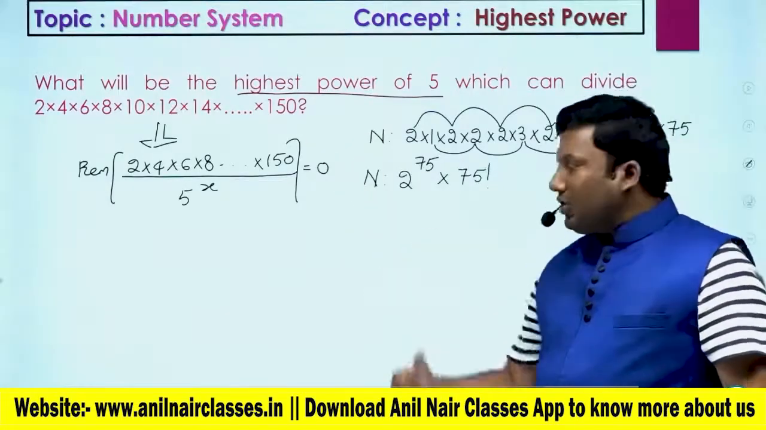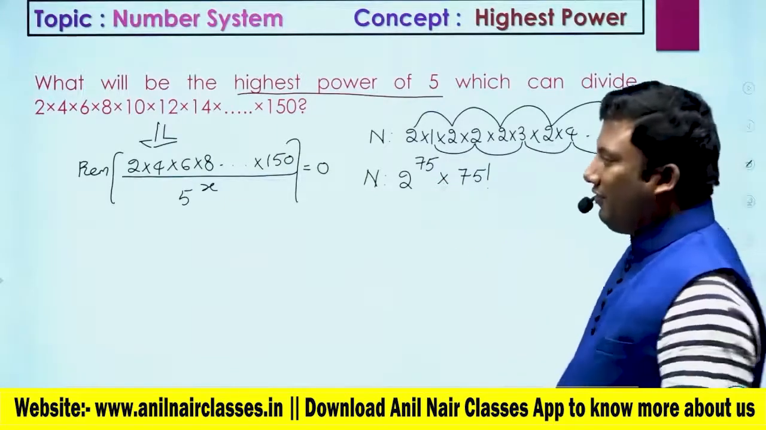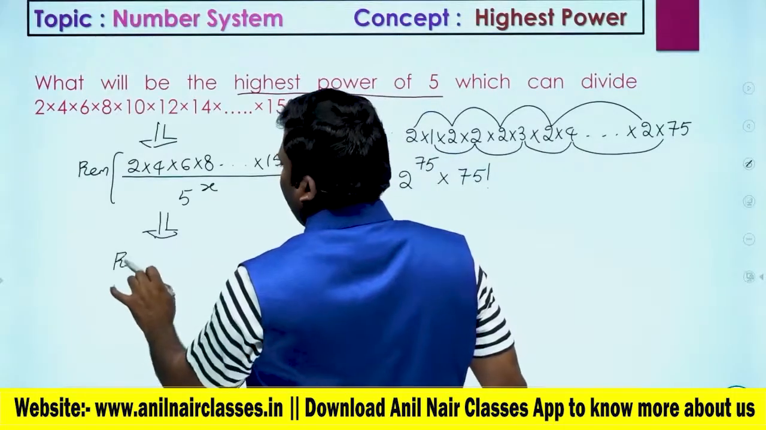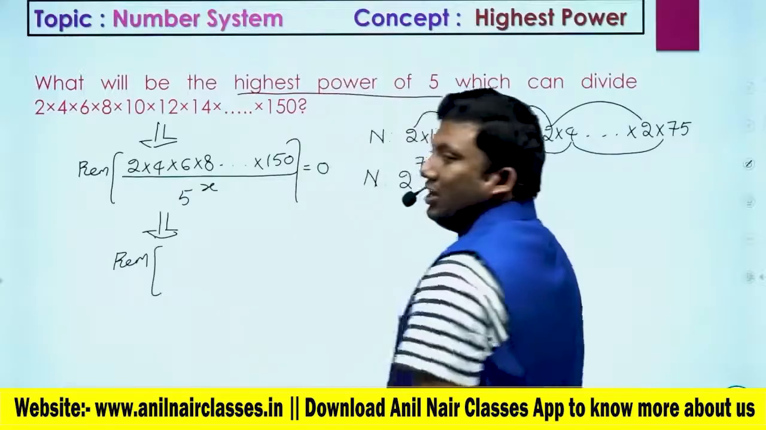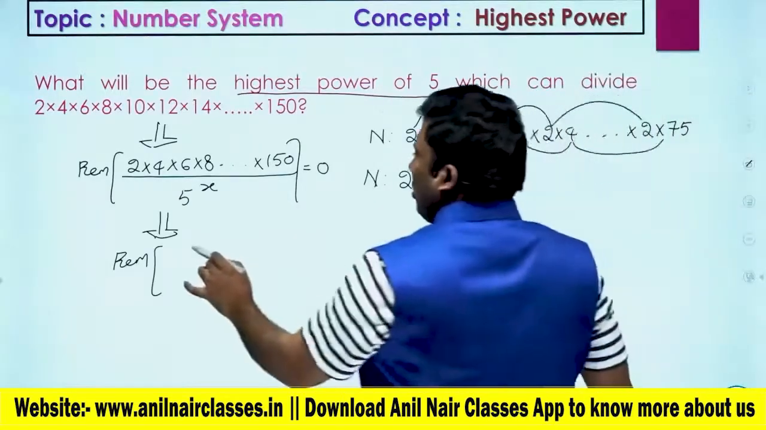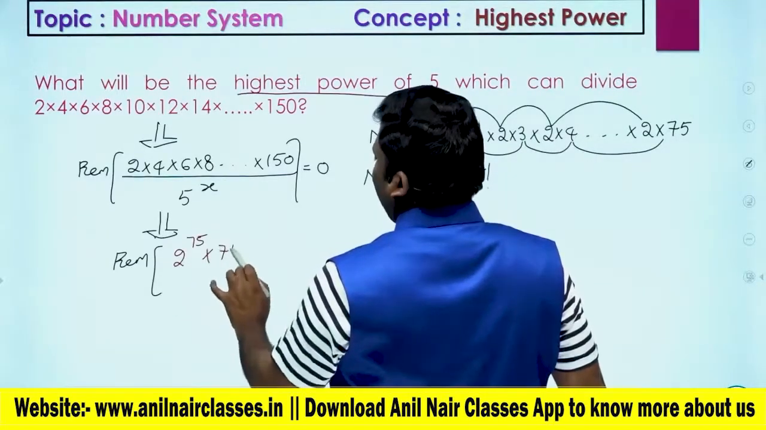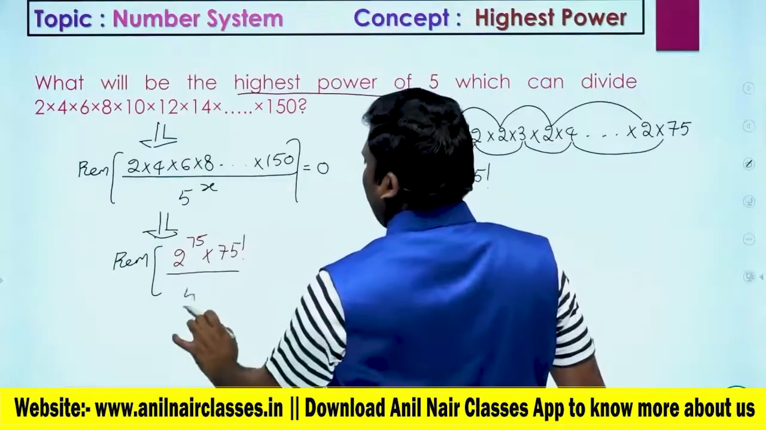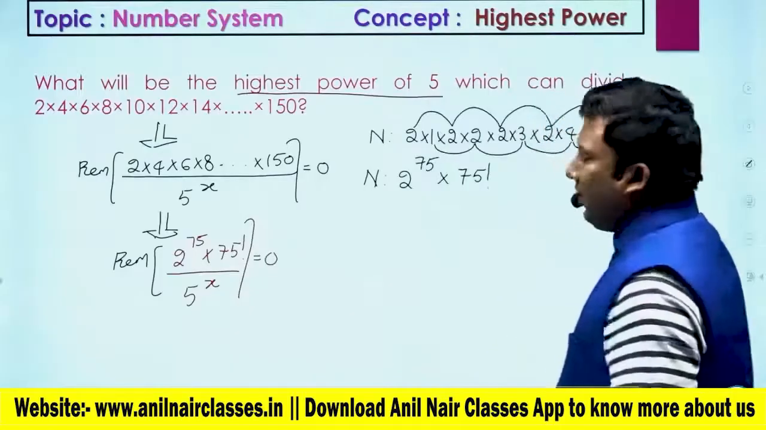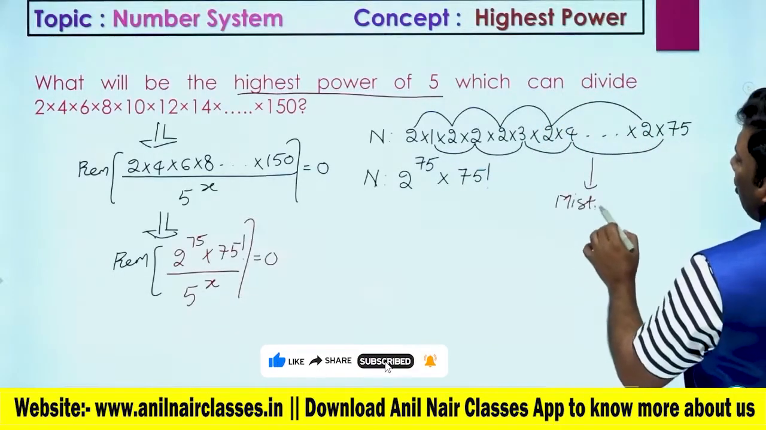That entire expression can be written as 2 power 75 into 75 factorial. So we will replace the numerator, 2 into 4 into 6 into 8 and so on up to 150, with 2 power 75 into 75 factorial, divided by which power of 5? Remainder will be 0. Which power of 5?